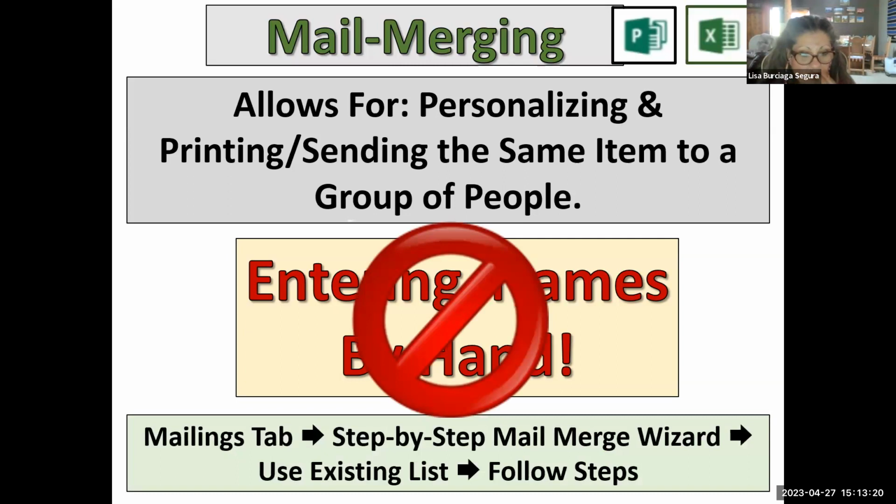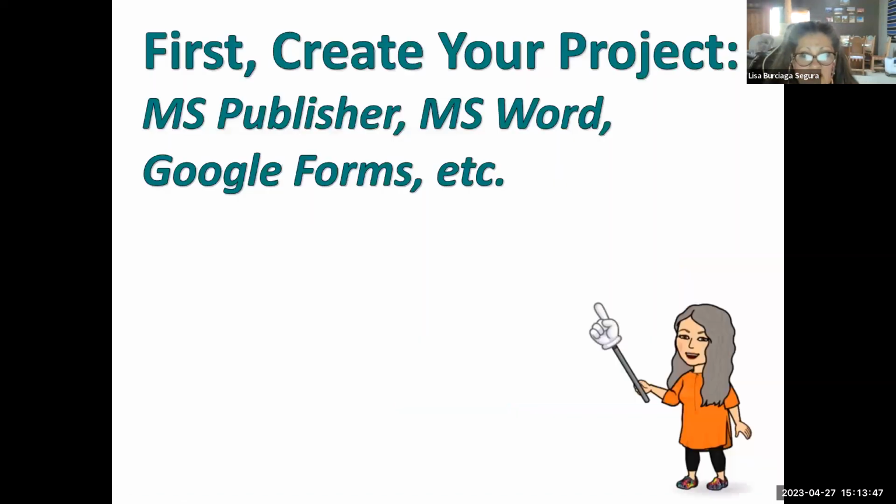So in a nutshell, I'm going to be working off of a PC. I'm not sure how it all looks if you're working off of a Mac. But generally on a PC, if I'm working in Publisher or a Microsoft Office product, which I am, I'm going to go to the Mailings tab. I'm going to go to the step-by-step wizard. I'm going to find the existing list that I've created that I'm going to link my project to. And I'm just going to basically follow the steps.